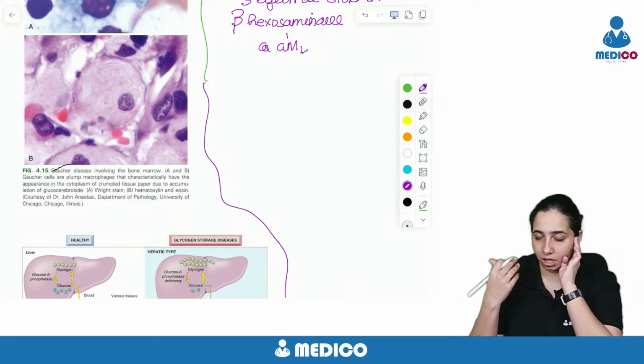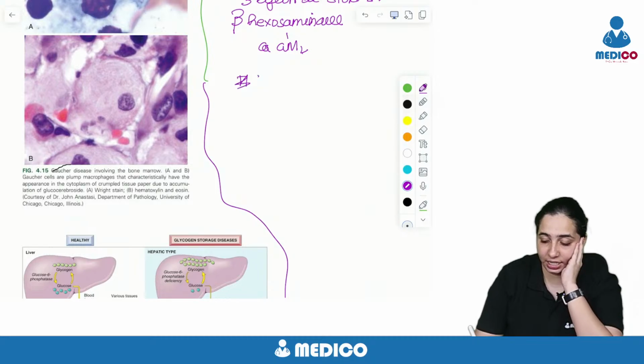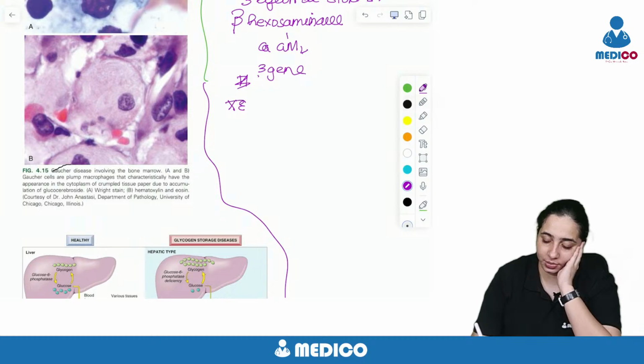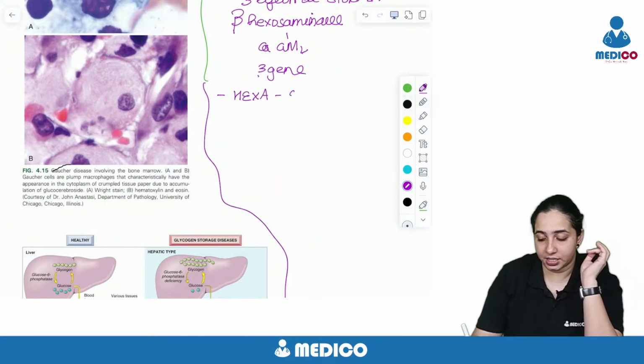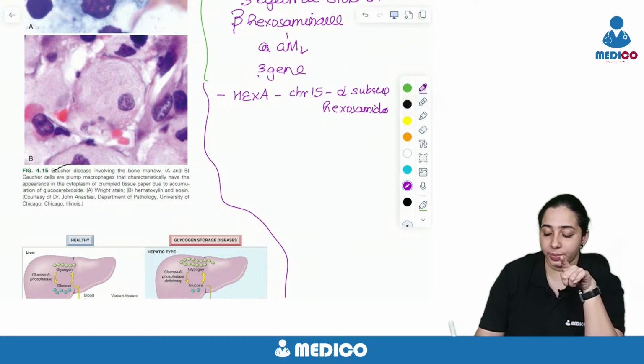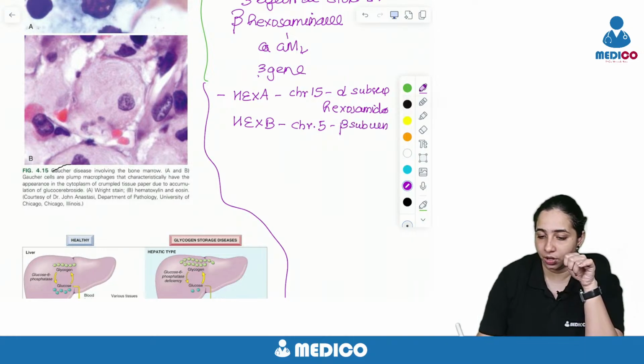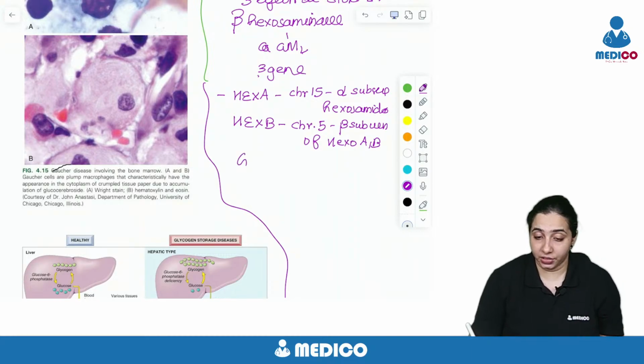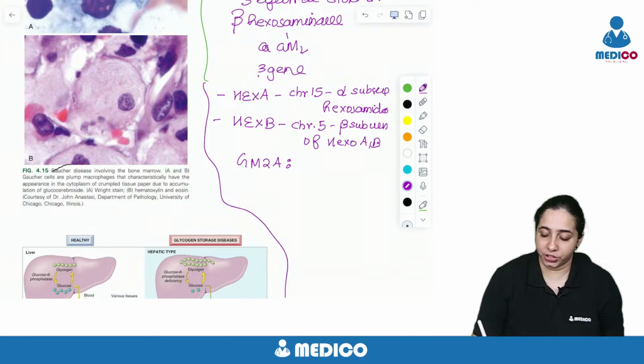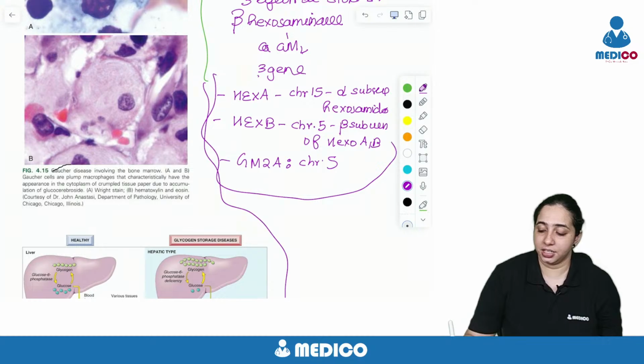Here, when you are talking about GM2 gangliosidosis, you have 3 genes that you need to know. The first one is the HEXA gene, which is present on chromosome 15, and it codes for the alpha subunit of hexosaminidase. Then you have the HEXB gene, which is present on chromosome 5, and that codes for the beta subunit of hexosaminidase A and B. The third one is GM2A, which is also a gene present on chromosome 5. Okay, so that is it about GM2 gangliosidoses.